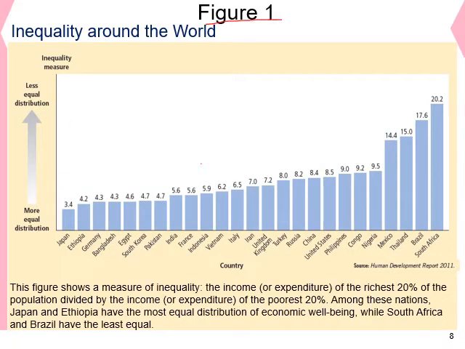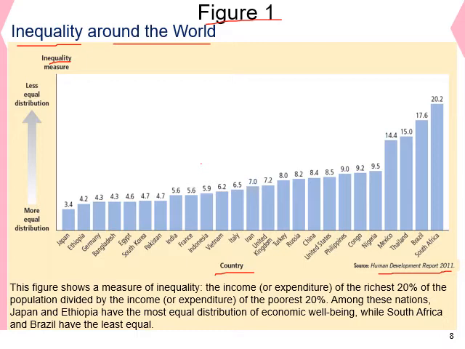So figure one displays the inequality around the world. We're going to measure income inequality on the y-axis, or vertical axis, and the country will be displayed on the horizontal axis. This data came from the Human Development Report in 2011.